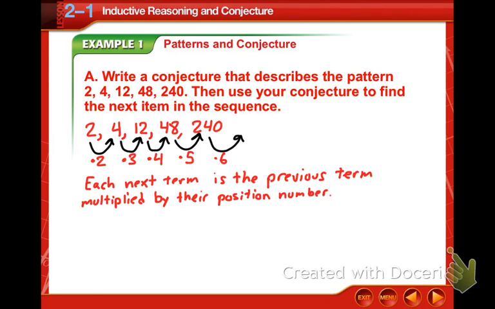So again, that means that we're going to take the 240 and multiply it by 6. So 240 times 6, and that comes out to be 1,440, if you haven't figured that out already. And there's our answer. So our conjecture is that each next term is the previous term multiplied by their position number, and then our next item in the sequence is 1,440.